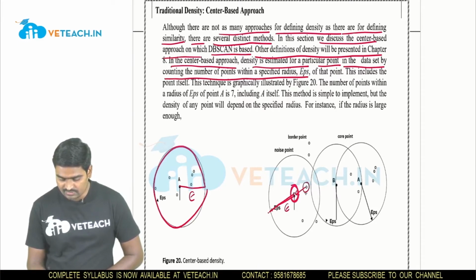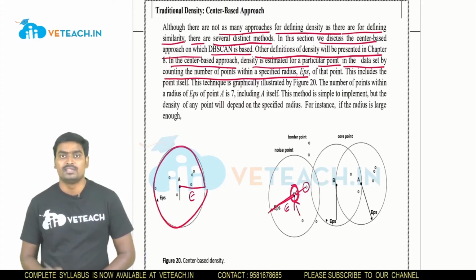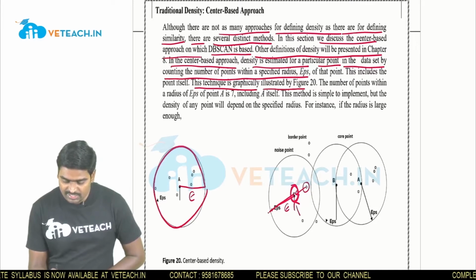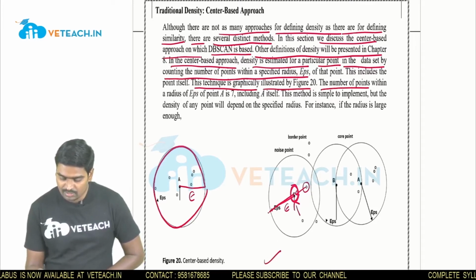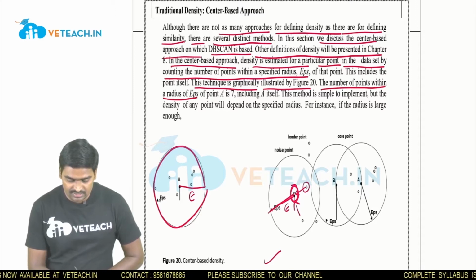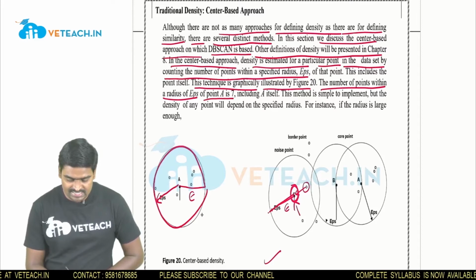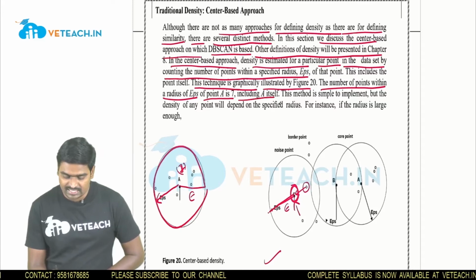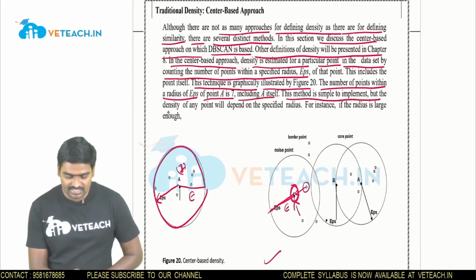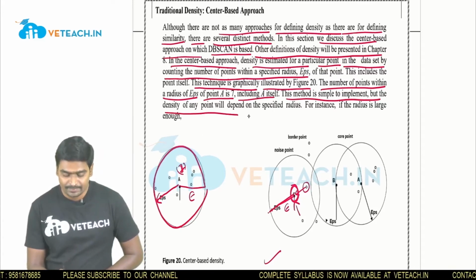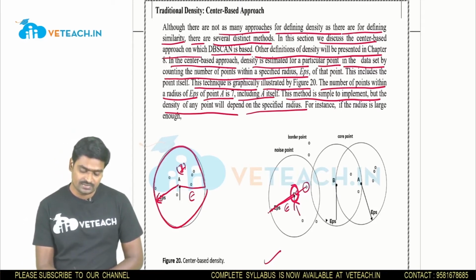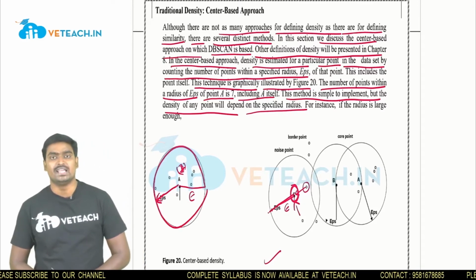What is the distance of this point? We can calculate it. This technique is graphically illustrated by this figure, and the number of points within the radius EPS of point A is 7, including A itself. This method is simple to implement, but the density of any point will depend on the specified radius.